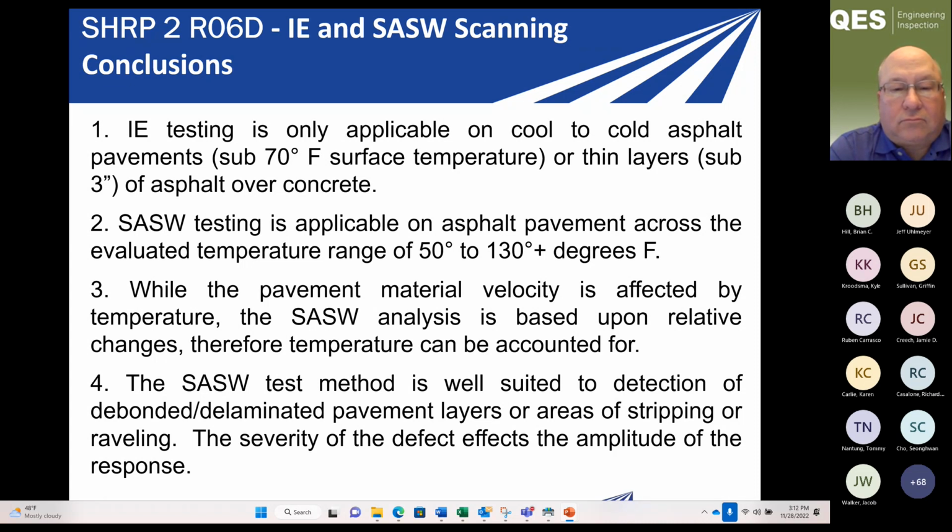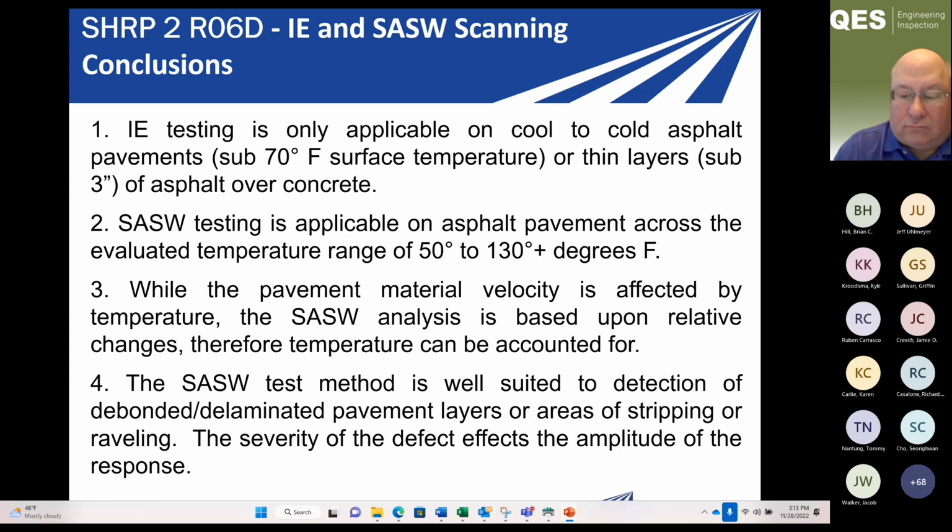The SASW test is a different type of wave, with more energy, better able to deal with the warm temperatures. Higher energies, easier for us to measure and easier for us to excite. So it worked throughout the range of asphalt conditions that we tested. We tested some stuff down in the 50-degree range and all the way up to surface temperatures of 130 or more in New Mexico.